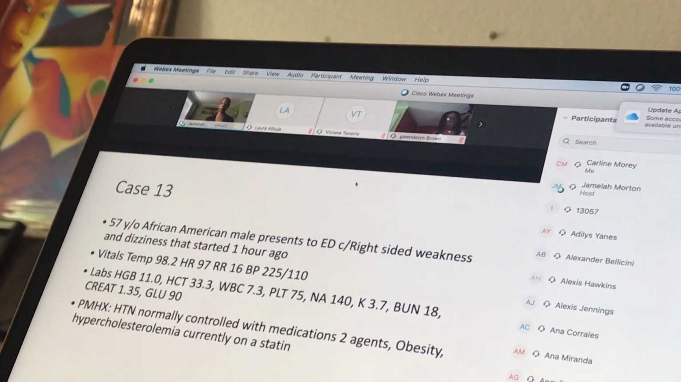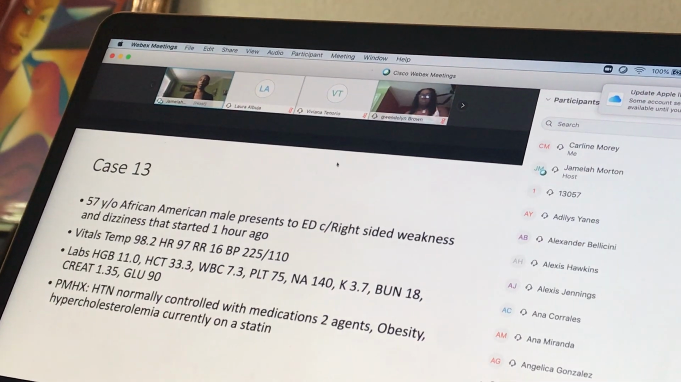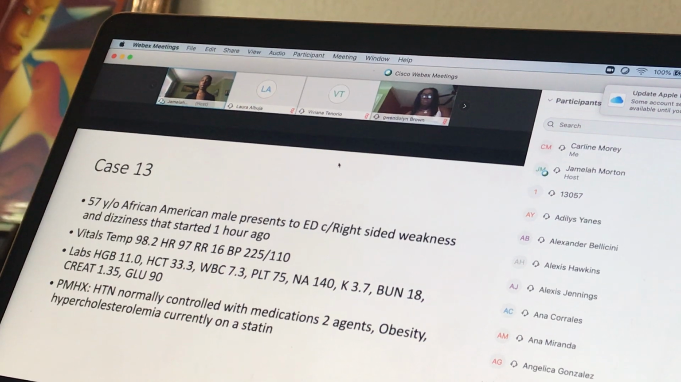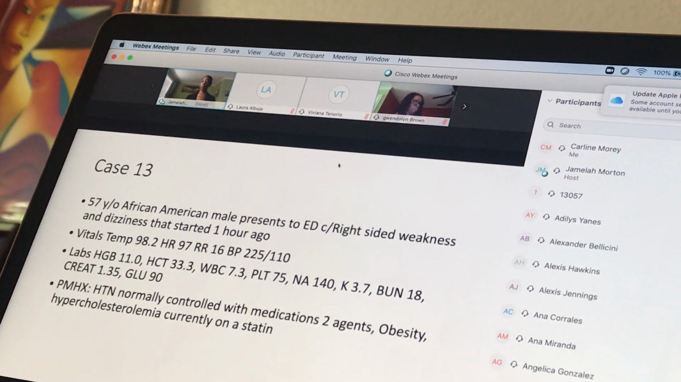Hemoglobin 11, hematocrit 33, WBC 7.3, platelet count is 75. Sodium is 140, potassium is 3.7, BUN is 18, creatinine 1.35, glucose is 90. Past medical history is hypertension, normally controlled with 2 agents, obesity, hypercholesterolemia, and he's currently on a statin. What's striking about the vital signs and labs, guys?